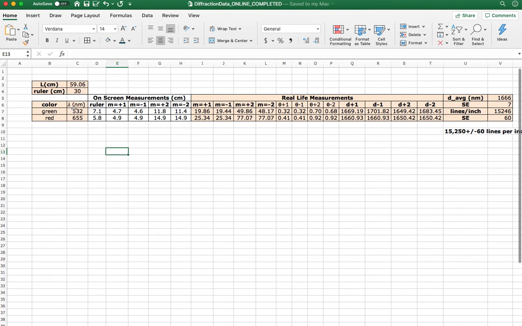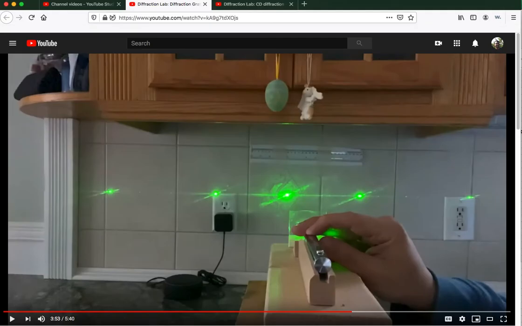The laser pointers have written on them what their wavelength is. Green is 532 nanometers, and red is 655 nanometers. What you're going to enter in is all the unshaded boxes. So the ruler measurement and the m equals plus 1, minus 1, plus 2, minus 2. So on my screen, the ruler was 7.1 centimeters long, and the m equals plus 1 was 4.7 centimeters long.